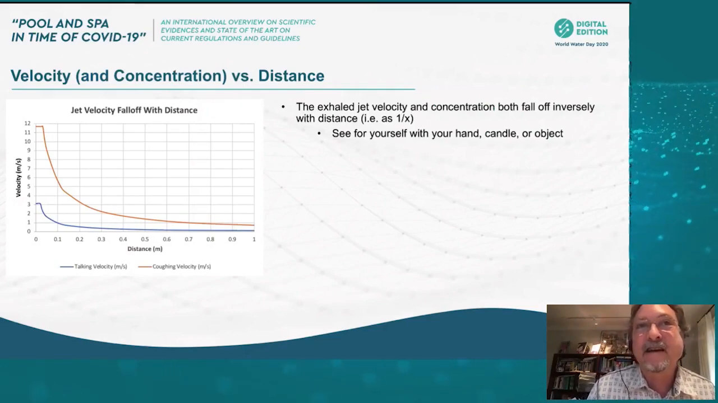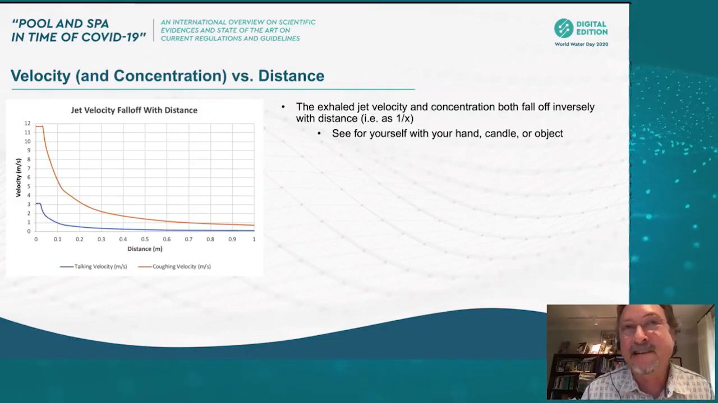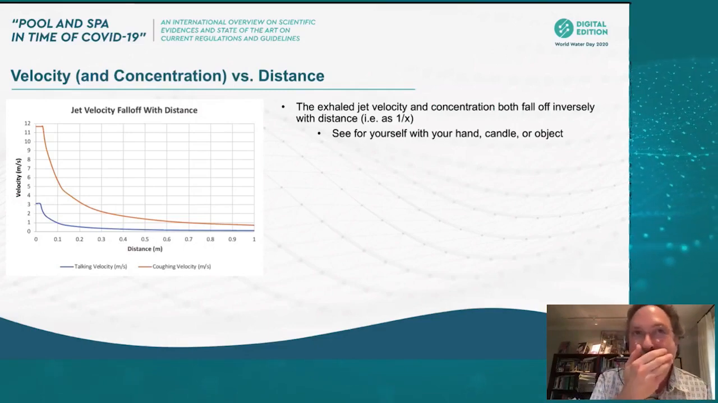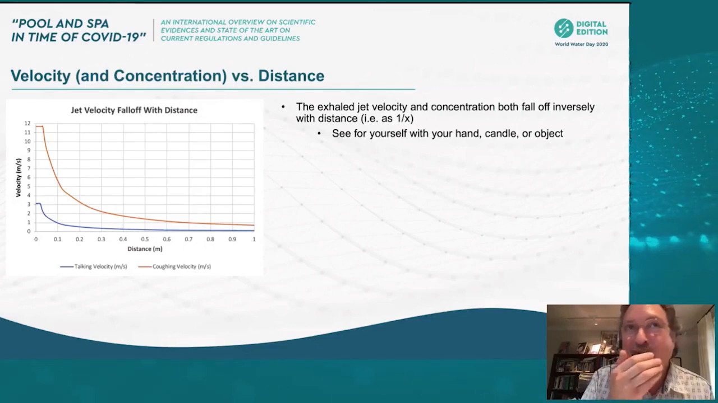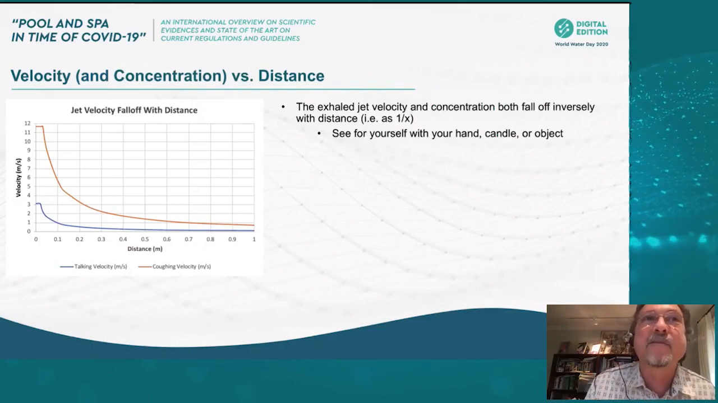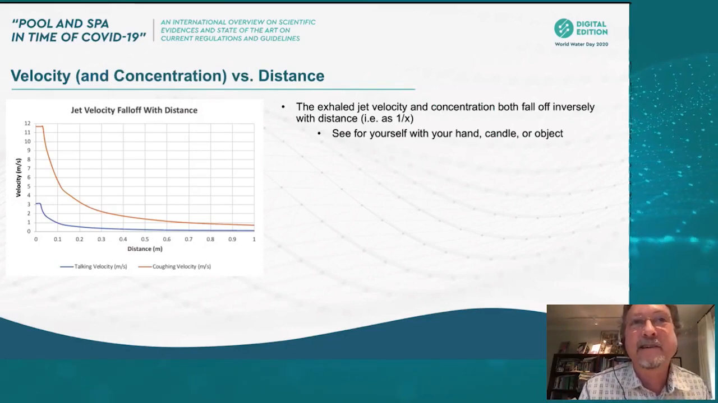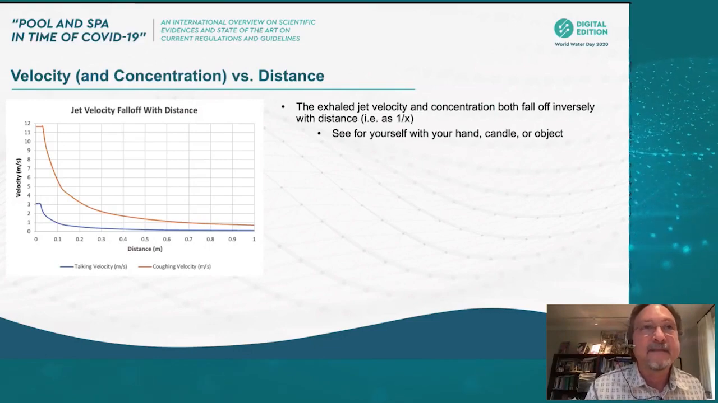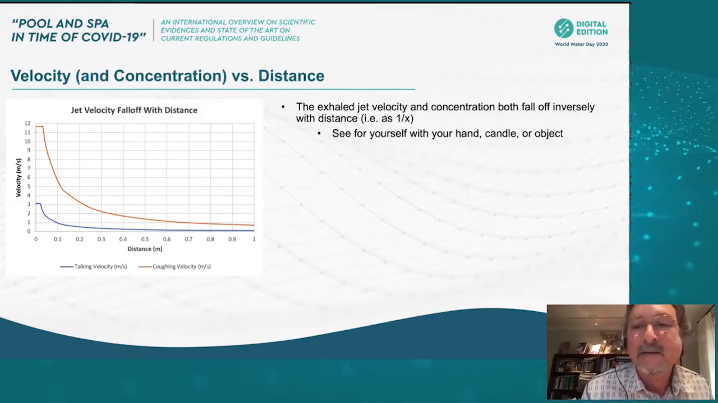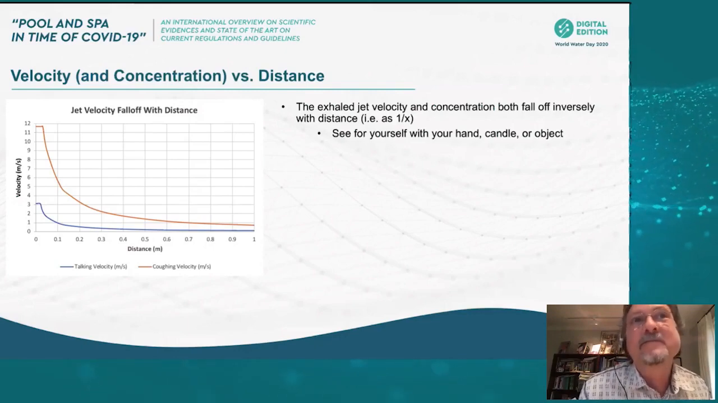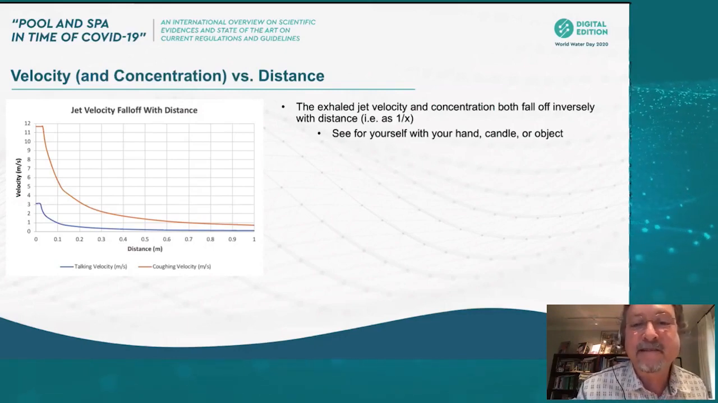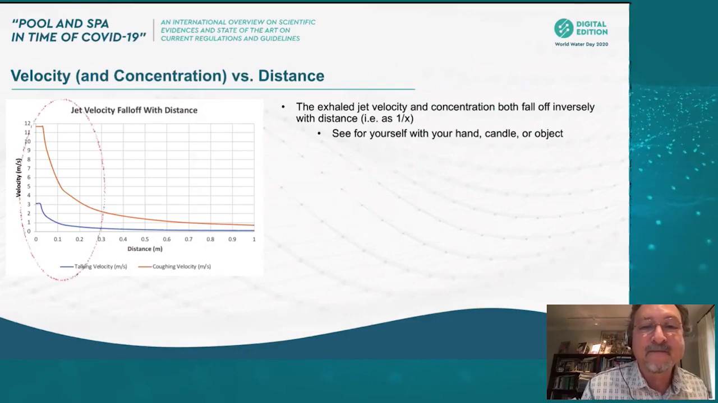You can wash your hands after you do the experiment, but you can cough or speak into your hand very close, putting it to your face, then pull your hand away, and you can feel how quickly the velocity drops off, even for coughing similarly. You could do it with a candle at a distance as well. So there are ways at home you can experiment yourself to see. You don't necessarily need expensive lab equipment.